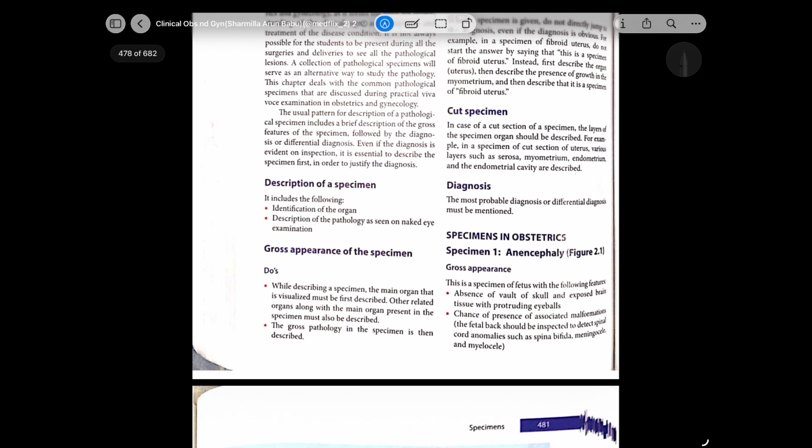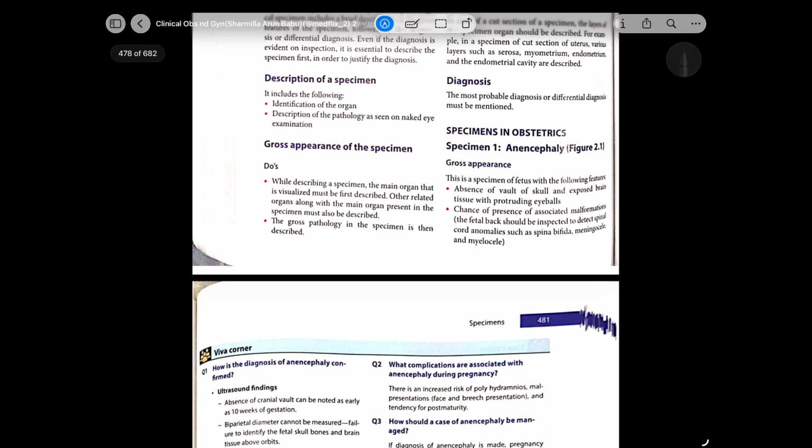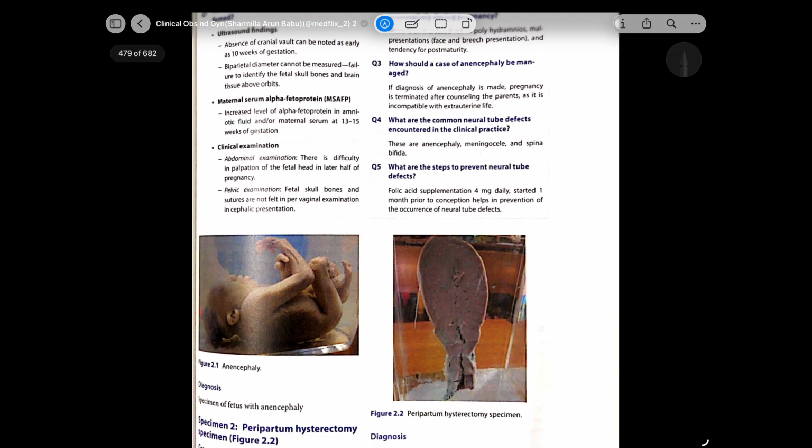So cut specimen. In case of a cut specimen or cut section of a specimen, the layers of specimen organs should be described. For example, in a specimen of a cut section of uterus, various layers such as serosa, myometrium, endometrium, and the endometrial cavity are all to be described. Diagnosis. The most probable diagnosis or differential diagnosis must be mentioned. So let's start with the specimens. The first specimen over here is this one.